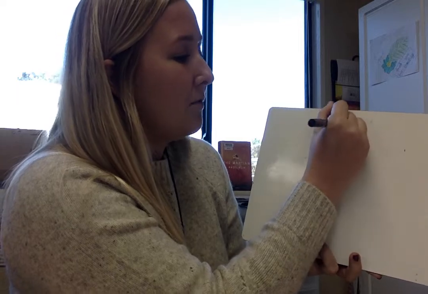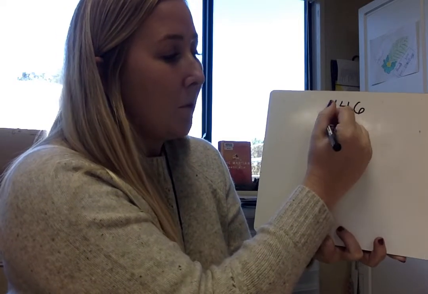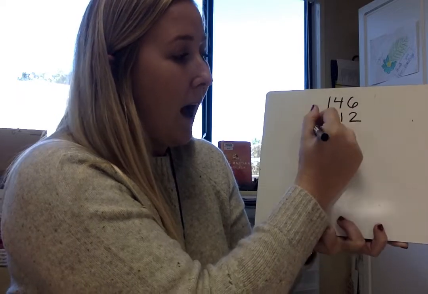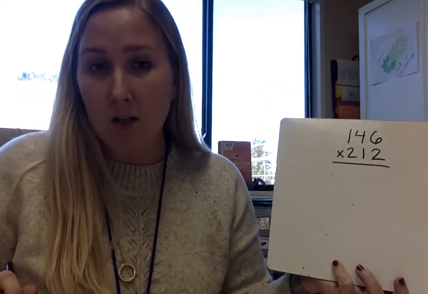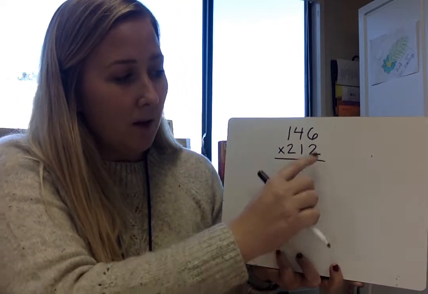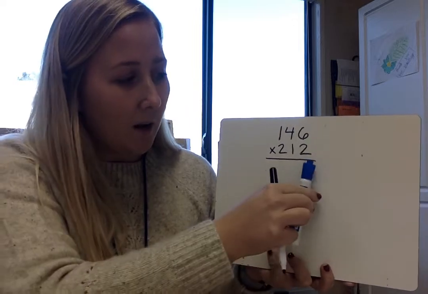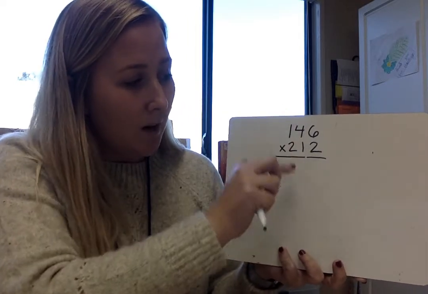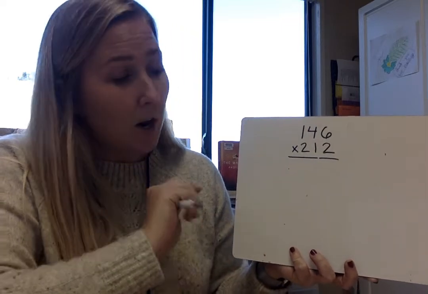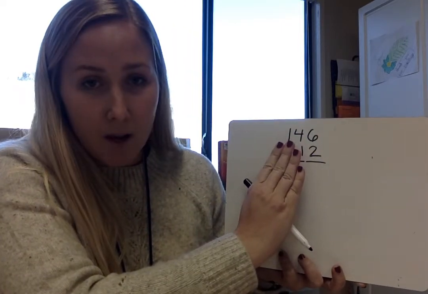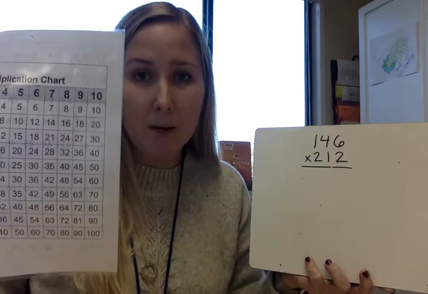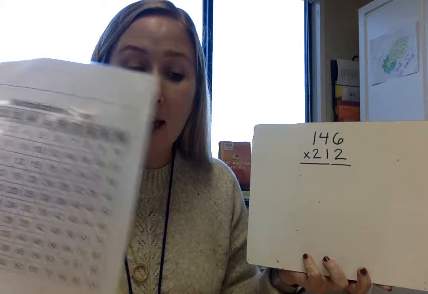So if I have 146 and I'm multiplying it by 212, I know that there's a few strategies I can use. The first is I could color code by place value, color coding all the ones one color, all the tens one color, and all the hundreds one color. I could also try a strategy of covering up as I go. And the biggest strategy right now and tool I'm using is my multiplication chart. And you're going to watch me do that today.